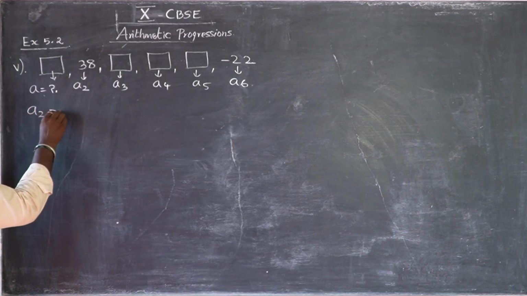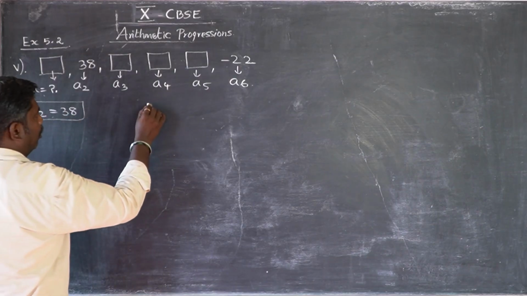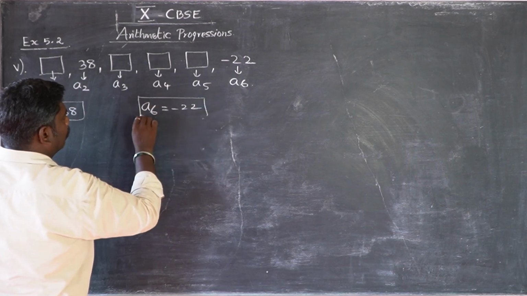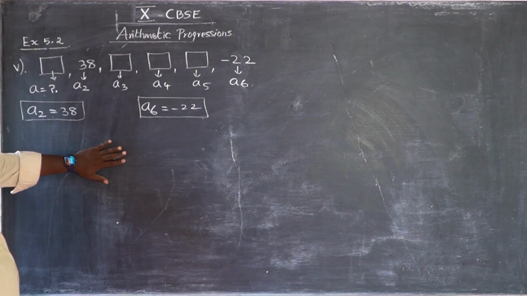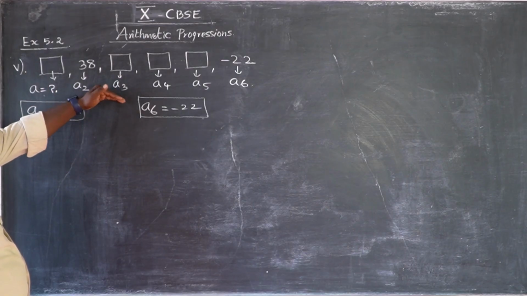A2 is equal to 38. And then A6 is equal to minus 22. So we don't know what is the first term and what is the common difference. If we know the first term and common difference, we can find the missing terms like third, fourth and fifth term.